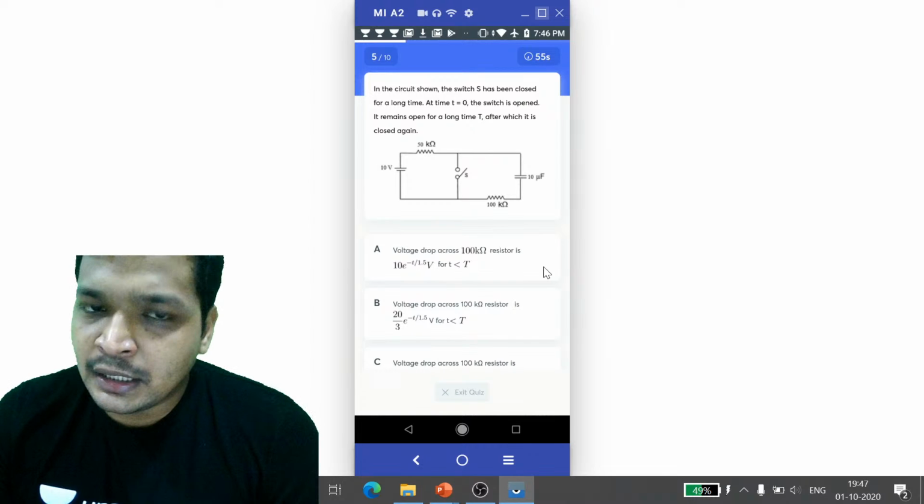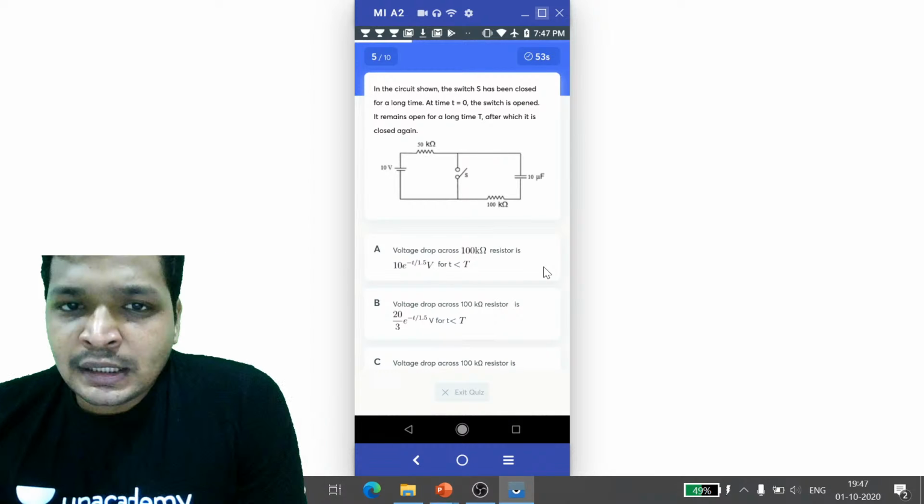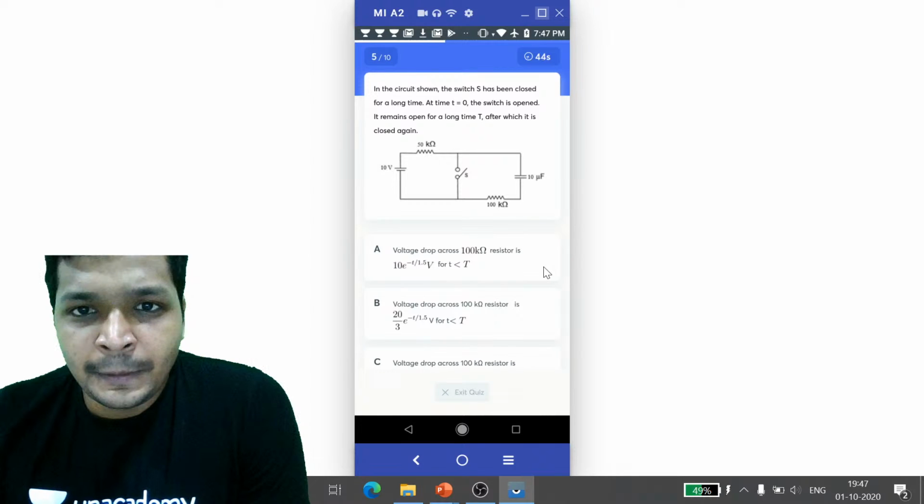In the circuit shown, the switch has been closed for a very long time, so steady state, and the switch is opened at time t equal to 0. The switch is open and it remains open for a very long time.